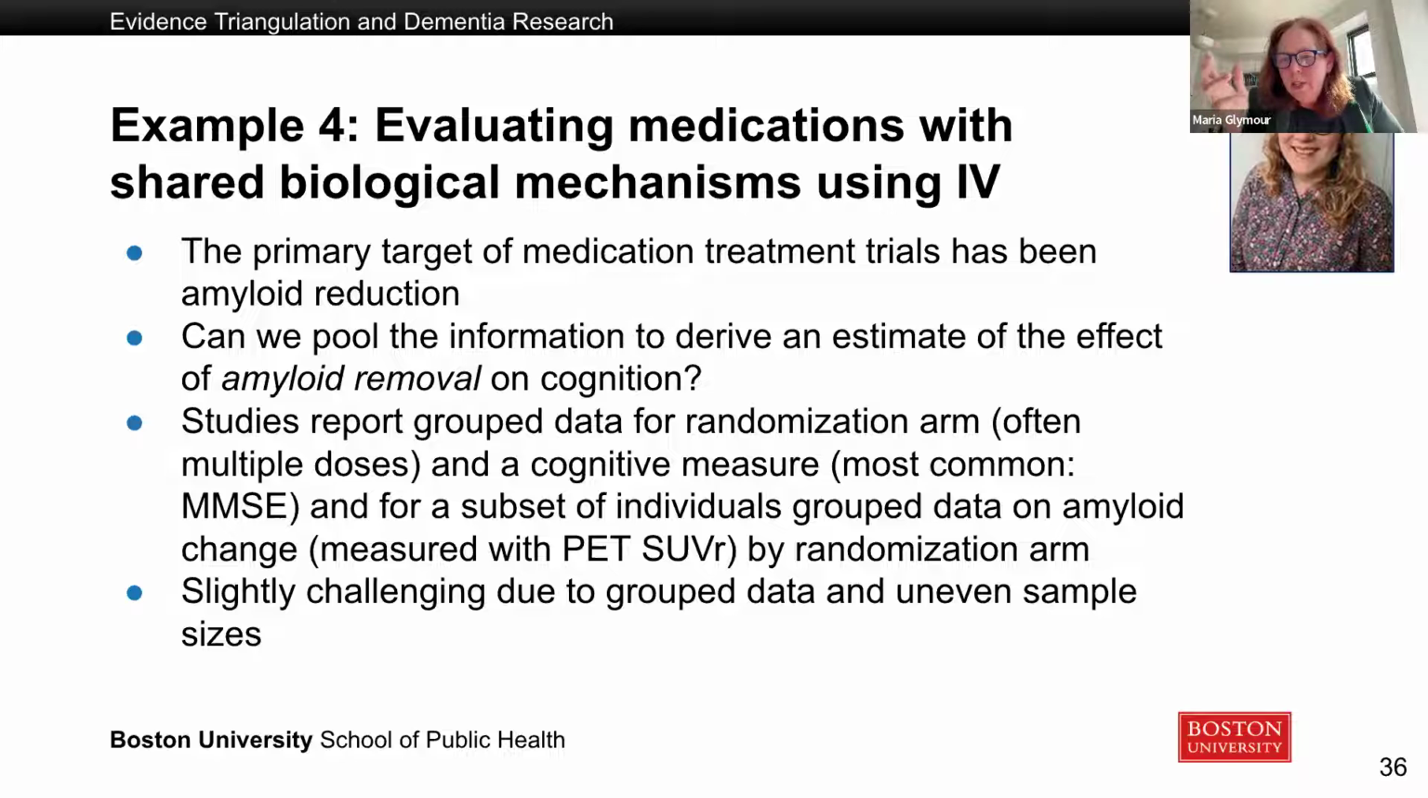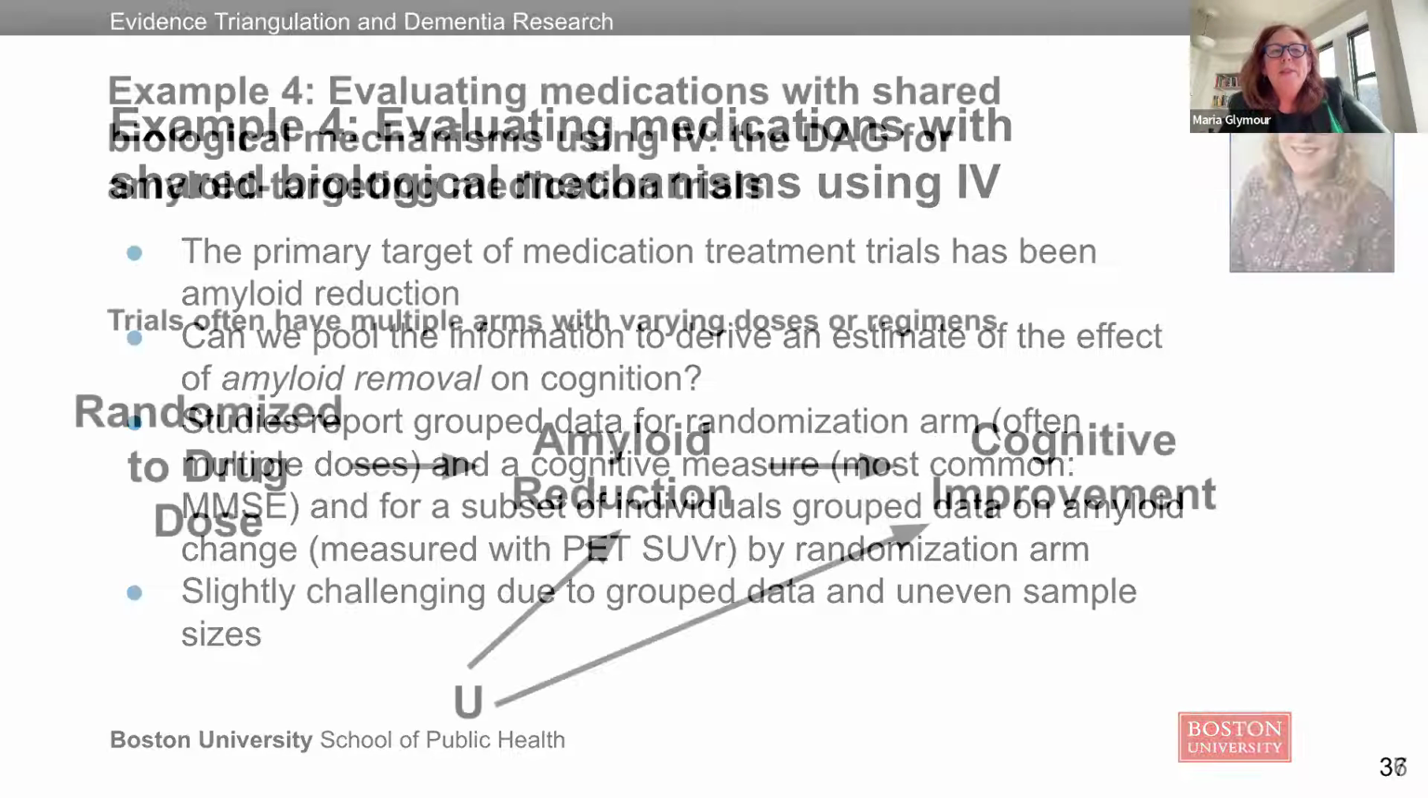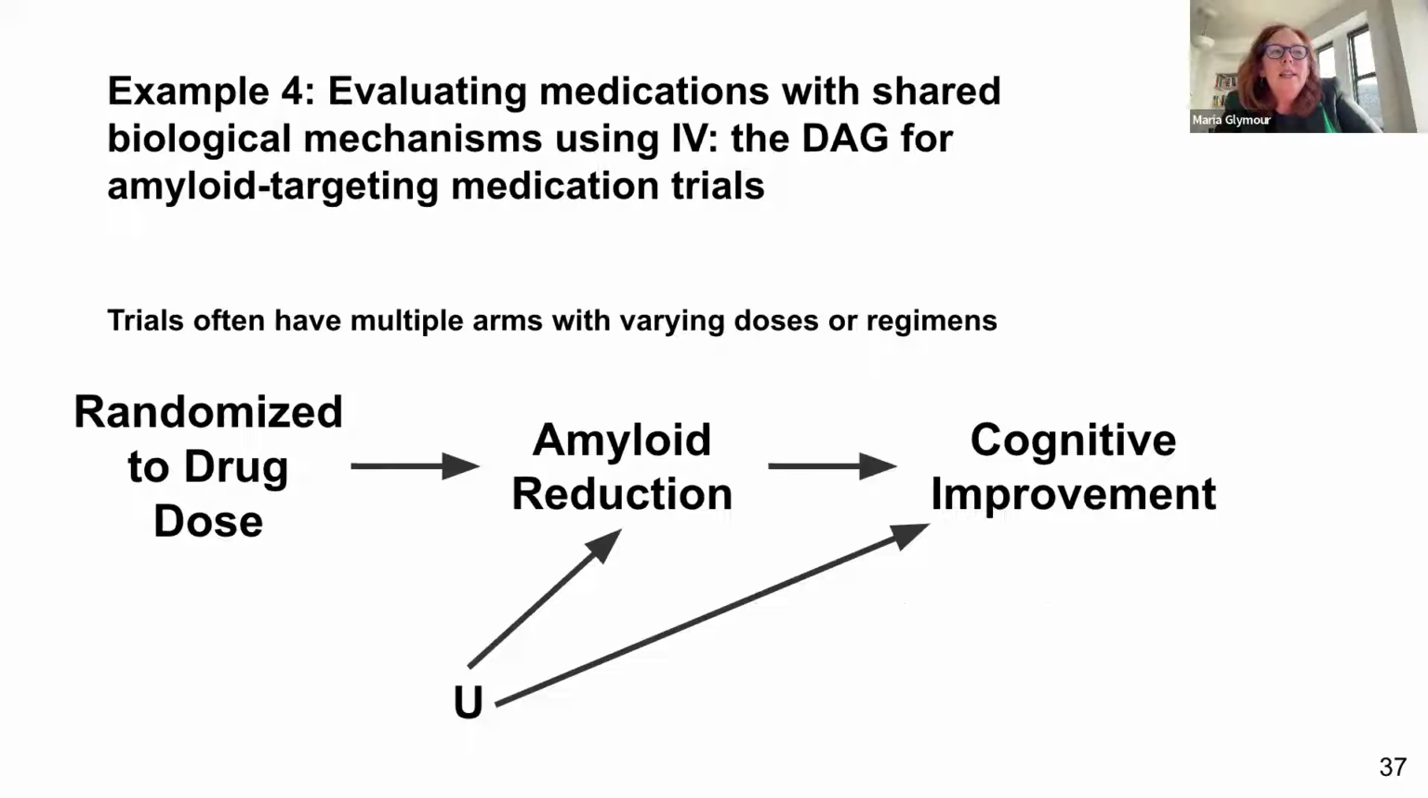This in some ways could be a straightforward IV analysis. It's a little bit challenging because the data are grouped and there are uneven sample sizes. So there are some limitations to what you can do because the companies are not sharing their individual level data with us. If anybody has them, please try to do a real analysis with the individual data. So here's the DAG. We've got people randomized to various doses of drug, from 0 to different intensities. That influences amyloid reduction. We want to know about the effect of amyloid reduction on cognitive outcomes.